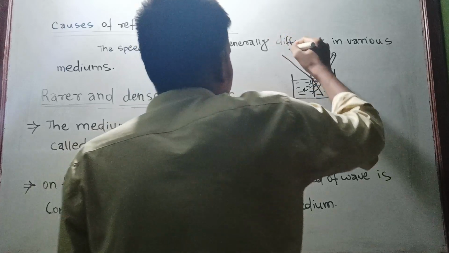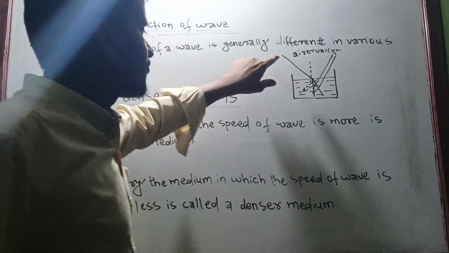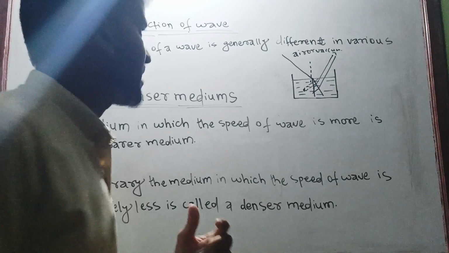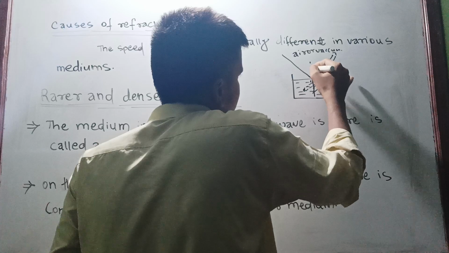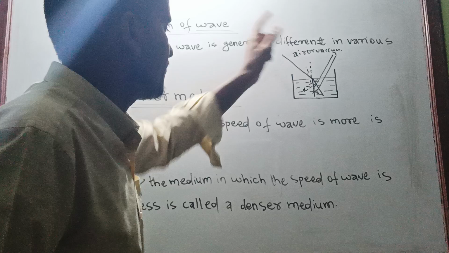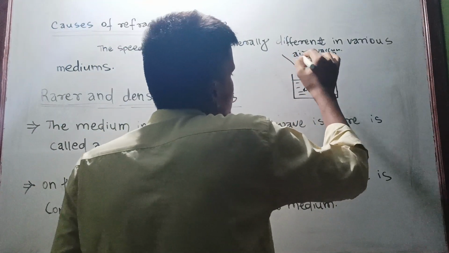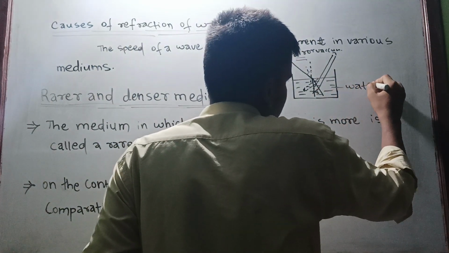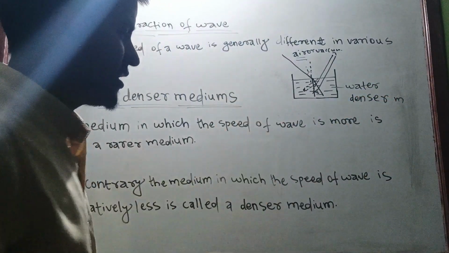Why? Because it is air, or suppose vacuum, coming and striking the surface of the water. Water is denser than the air medium, so it bends towards the normal. This is I and this is R, the angle of incidence and the angle of refraction. Why is the bending phenomenon happening? Because air is a rarer medium and water is a denser medium.